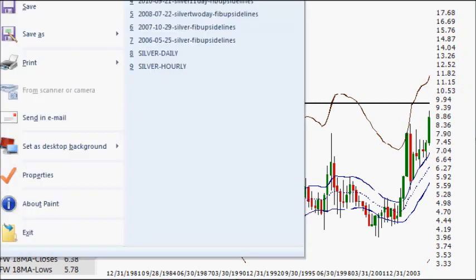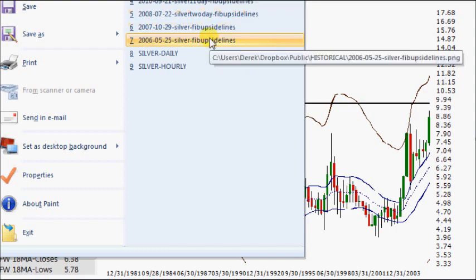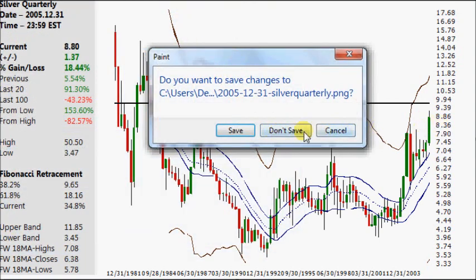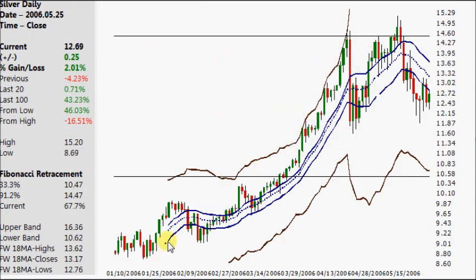So let's take a look at the next chart. The next chart is going to take us back to 2006, May the 25th. This will be the daily time frame since this point. Here we are. 1047 is this first line in here, and the top line is 1447. Ignore these percentages for Fibonacci retracement. They were manually put in so that I could match what the Fibonacci upside numbers were.